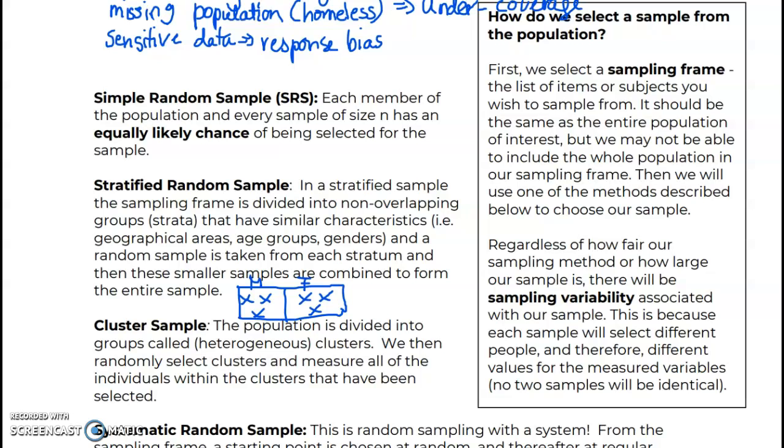Another example would be when we're looking at classes within a school, we could have freshmen, sophomores, juniors, and seniors. And then again, we randomly select some from each group. The idea is that the people within each strata are very similar in a way. So we call that homogeneous groups.